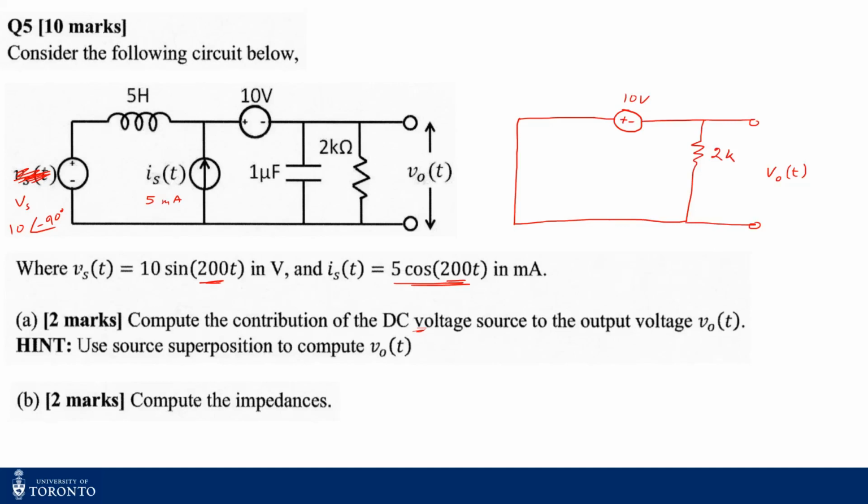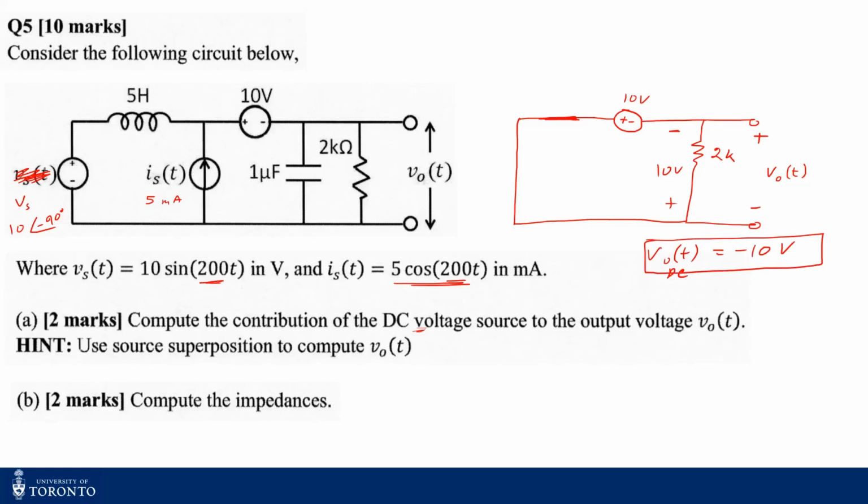Why? Because in DC, an inductor acts as a short circuit, so I'll have a short for the inductor, and a capacitor acts as an open circuit, so I'll just open the capacitor. So I turn off the AC sources, and consider short circuit for the inductor and open circuit for the capacitor. If I assume this to be my V naught t polarity, by KVL I get a voltage of 10 volts. So my V naught t DC contribution is just minus 10 volts, and it's fixed with time, right?